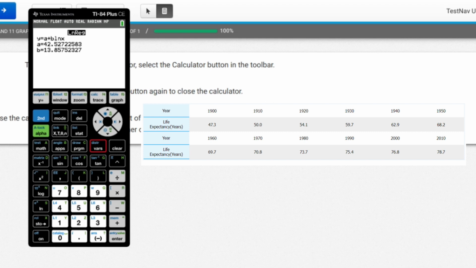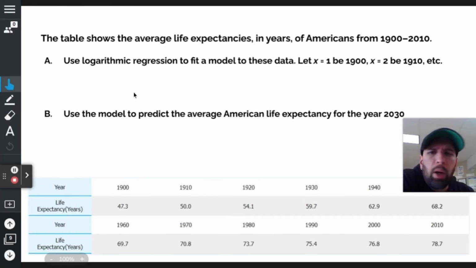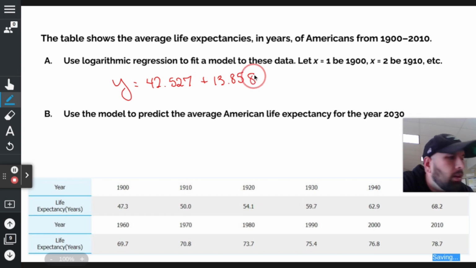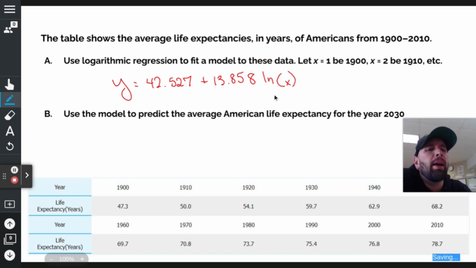So it's going to look like 42.527 plus 13.858 ln of x. All right, so the equation that I got was y equals 42.527 plus 13.8588 ln of x. And again, I stored that into my y one plot.